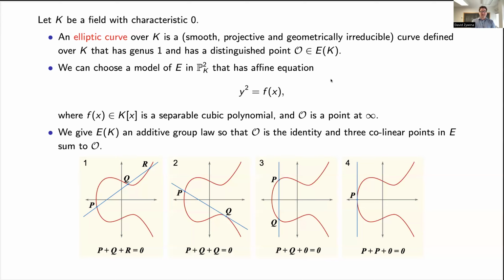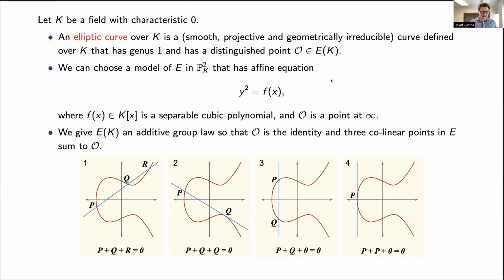So you can write E inside P2, given by y squared equals f(x), f(x) being a separable cubic polynomial. You might want to write that polynomial as x cubed plus ax plus b, but we'll have different shapes, so I'll just write it as a separable cubic. And that's the affine model. There's one point missing, which is the point O at infinity. And there's a group law on the K rational points, which hopefully you know.